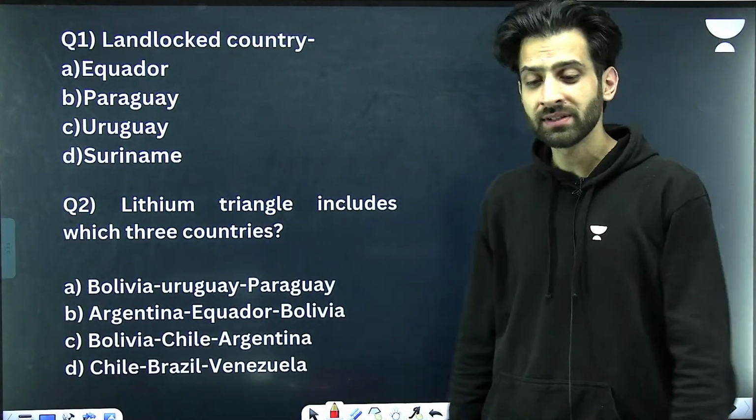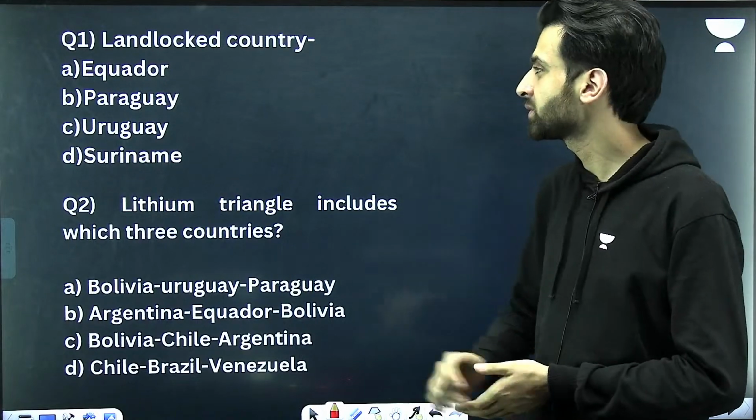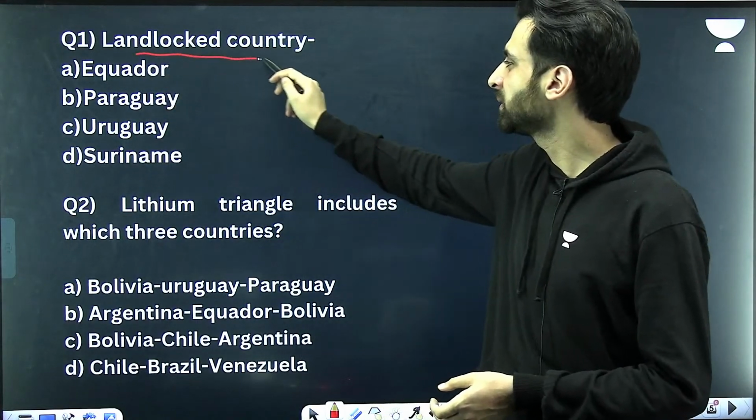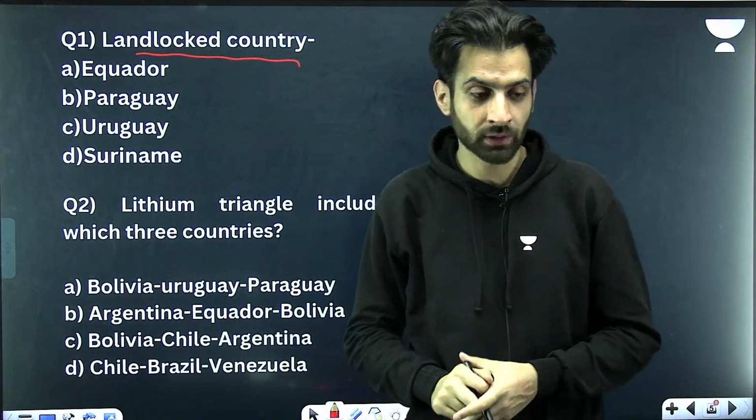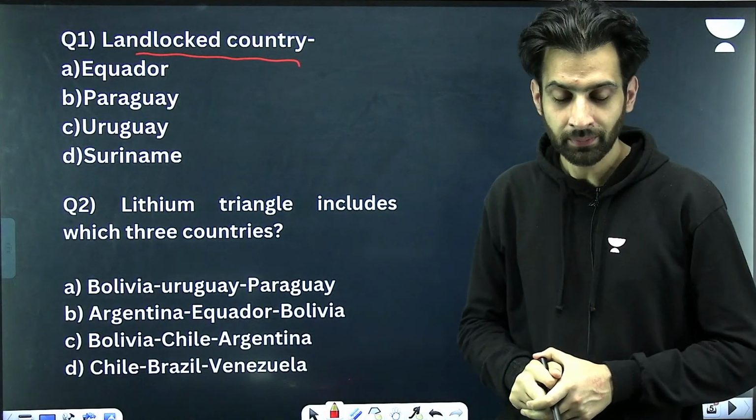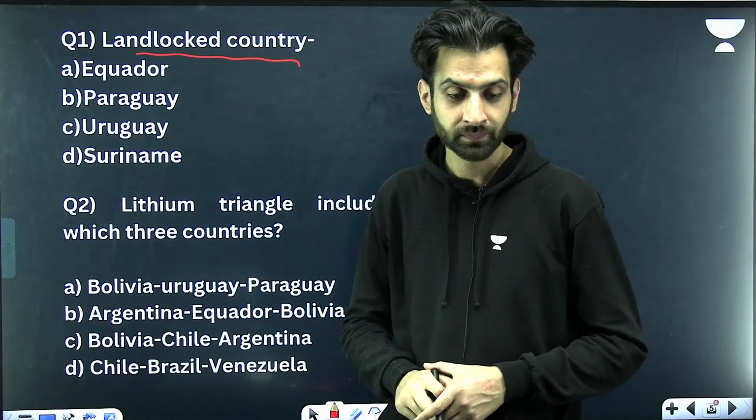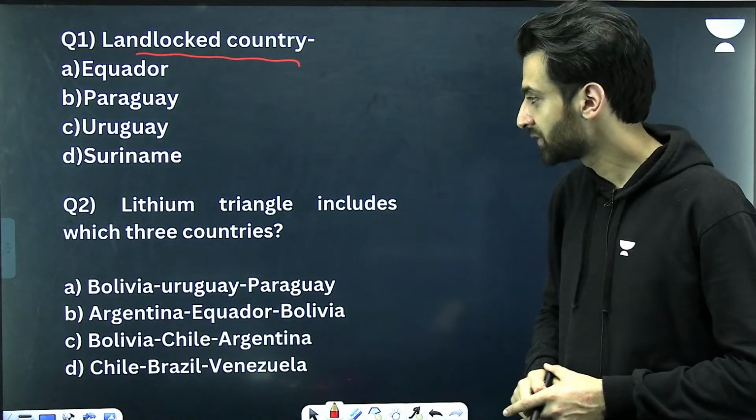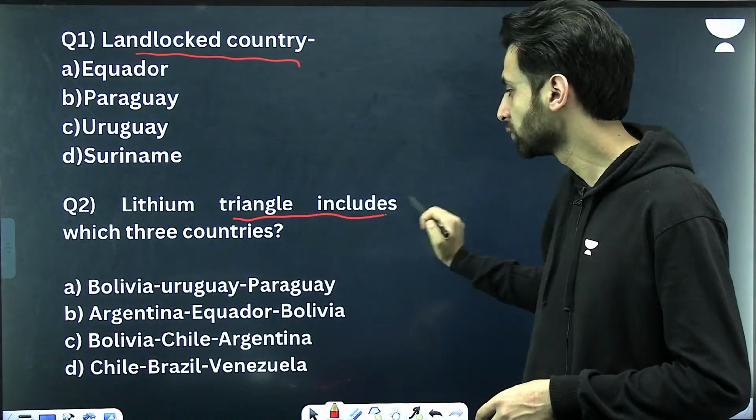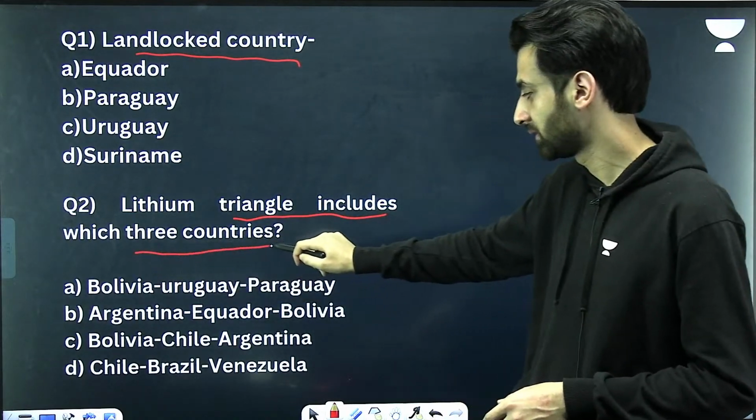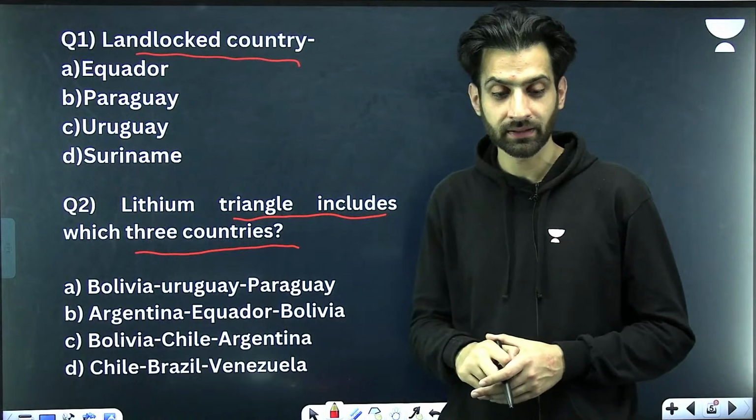These are some of the questions that I've got for you. This is question number 1. Which of the following is a landlocked country? Tell me in the comments which of the following is the landlocked country. And second question, the lithium triangle includes which 3 countries? These are very basic questions.